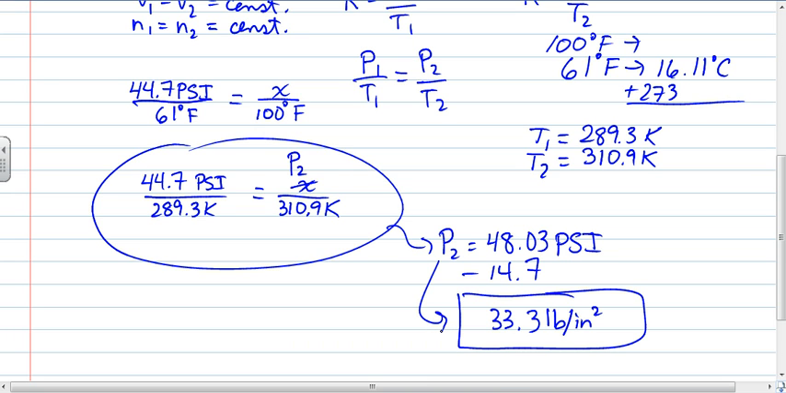Okay, so this was a little bit tricky because we had to make sure to use Kelvin, and we had to add in 14.7 psi for the so-called gauge pressure. Now, when do you know to use the extra 14.7? Well, anytime it says gauge pressure, you add 1 atmosphere. If it doesn't say that, you don't have to worry about it.